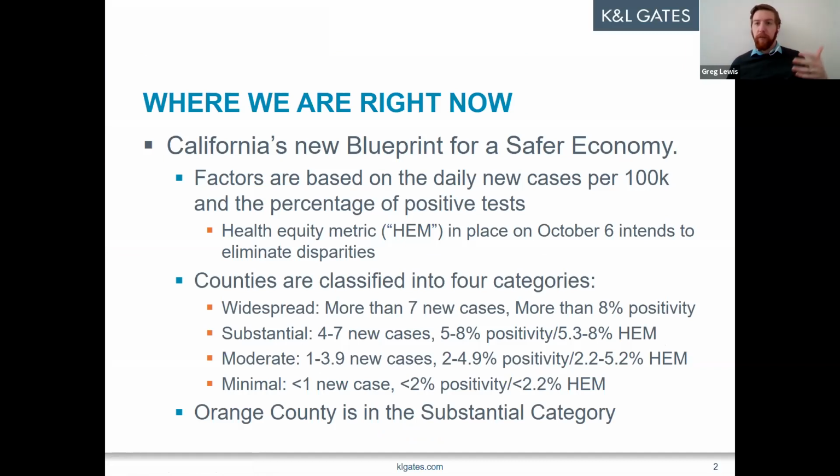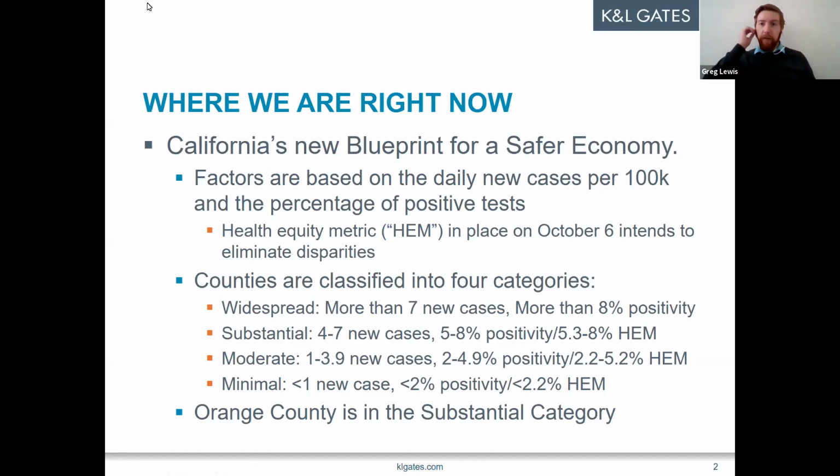Now, the state is continuing to adapt and adjust this and tinker with this blueprint. For example, on October 6th, they added something called the health equity metric, and it intends to eliminate disparities. Sometimes with bigger counties, there are areas that are doing very well at COVID protection, and then there are areas that are not. And so the health equity metric seeks to normalize and standardize the process by not just taking into account the whole of the county, but also specifically across the board.